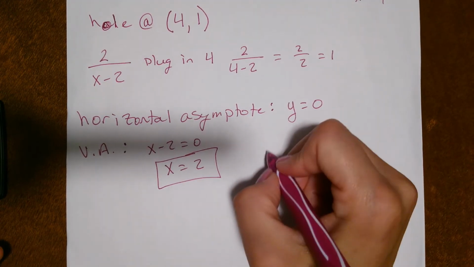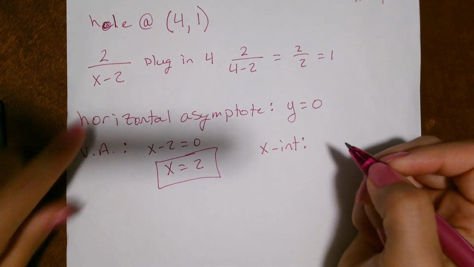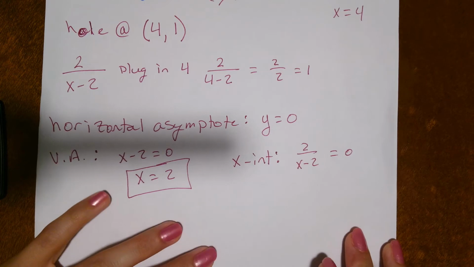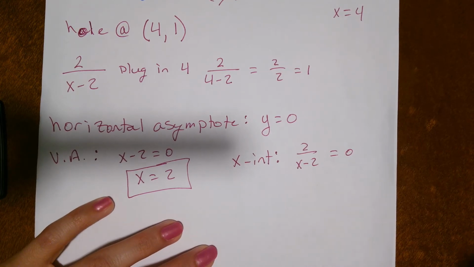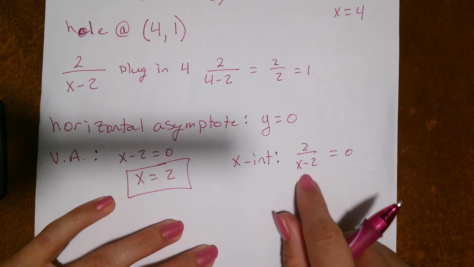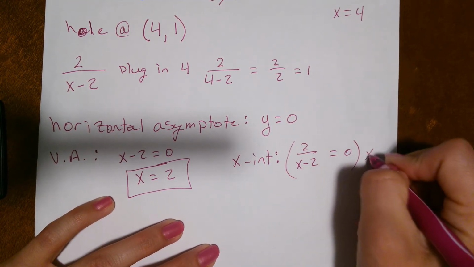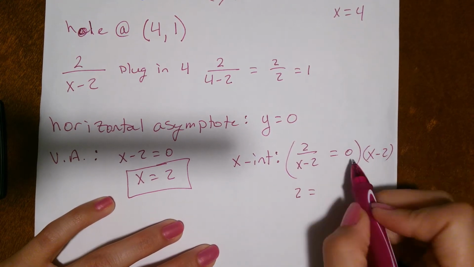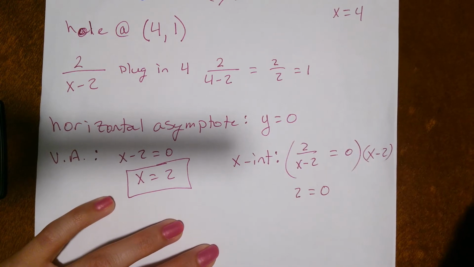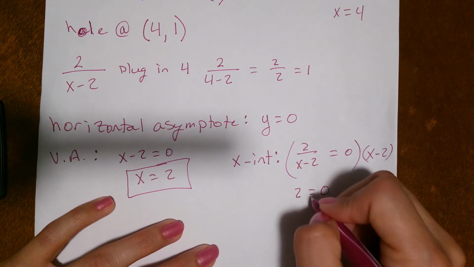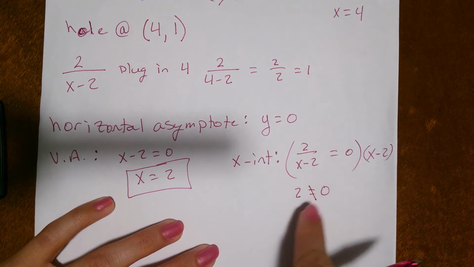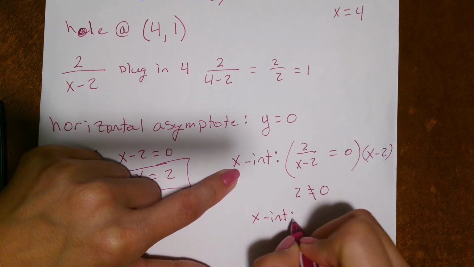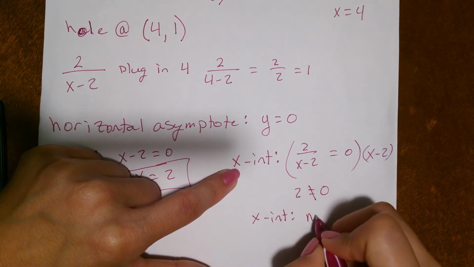To find any x-intercepts, I take that reduced function and set it equal to 0 and solve. So here we go, solving a rational equation. How do I solve a rational equation? I multiply by the common denominator. The only denominator I have is x minus 2, so I multiply both sides by x minus 2. On the left, the x minus 2's cancel out, leaving me with 2. On the right, 0 times x minus 2 is 0. There's no value in the world that makes 2 equal to 0. So this equation has no solution. What we were trying to find was an x-intercept, so I don't have any. This will not touch the x-axis.